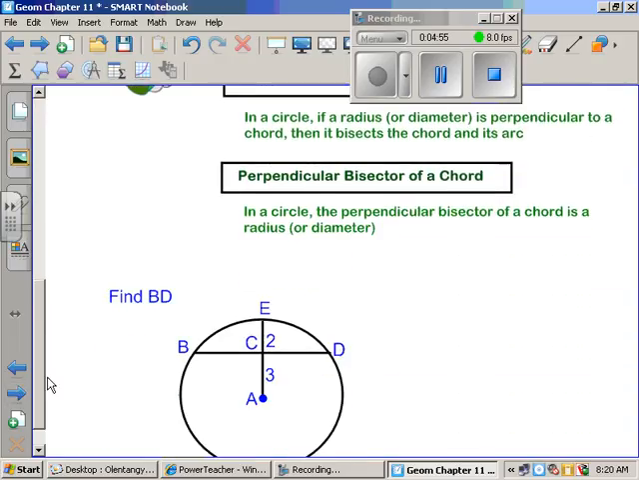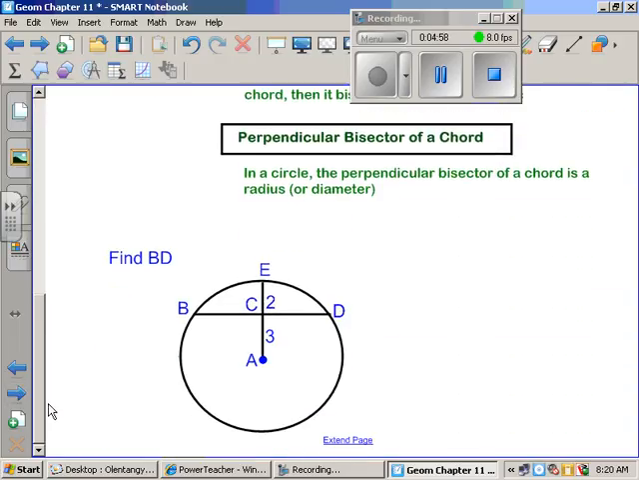All right, the second thing is perpendicular bisectors. In a circle, the perpendicular bisector of a chord is a radius. Okay, and that is actually biconditional. So if it's a radius that's perpendicular, it bisects the chord, and if it bisects the chord, it's a perpendicular radius. Works both ways.